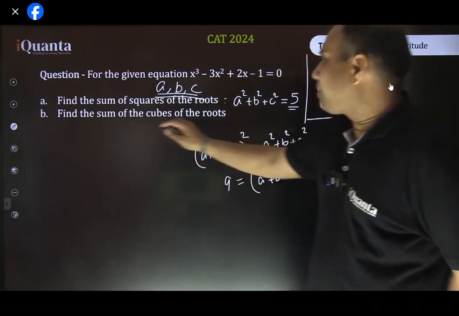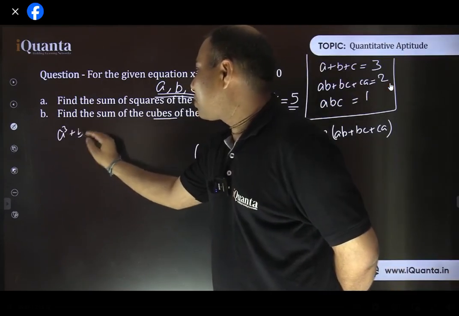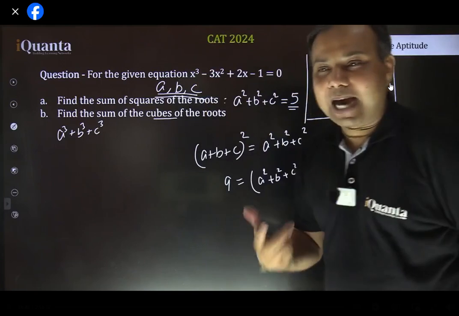Now in the next part, B part, we want to find sum of cubes of the roots. That means we want to find out a cube plus b cube plus c cube. Now what is the identity which can be used here?